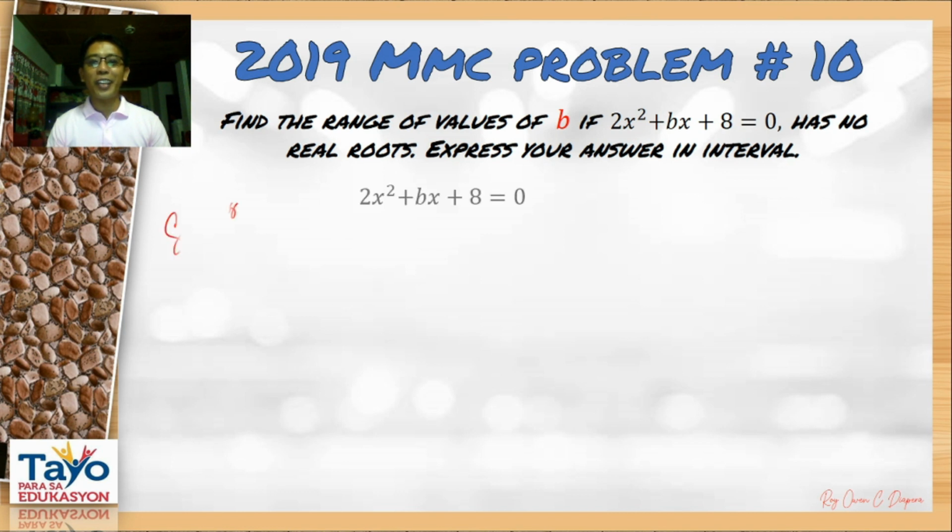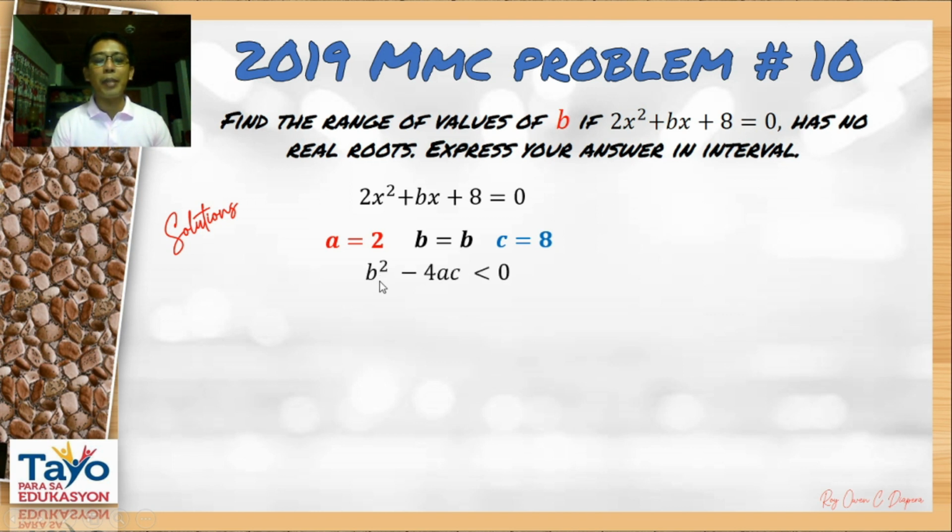Of course, to solve this, we will copy the given equation, which is 2x squared plus bx plus 8 is equal to 0. Since we are solving for b, we will get first the value of a, which is 2. The value of b is b. The value of c is 8. Now, since the problem also talks of has no real roots, therefore we will use this discriminant: b squared minus 4ac less than 0.